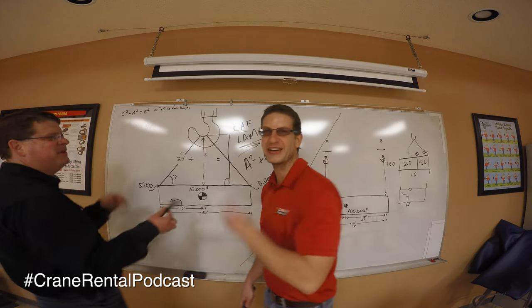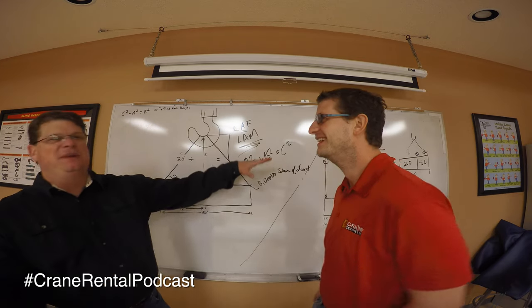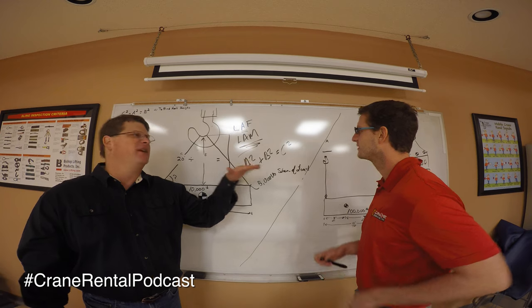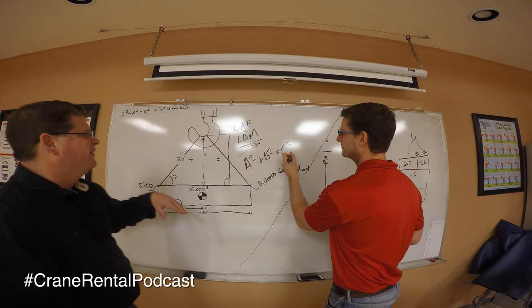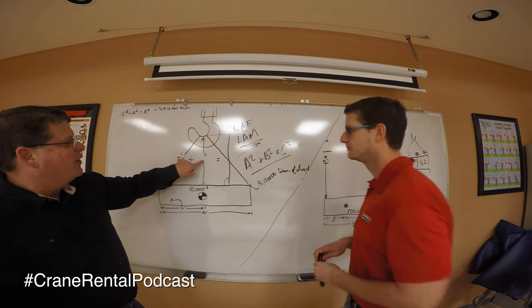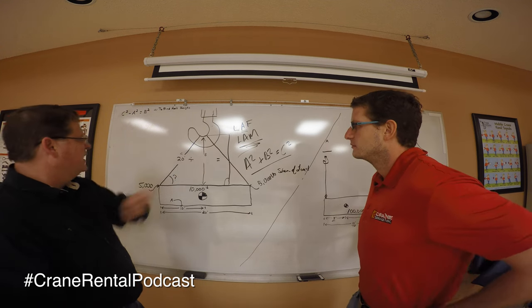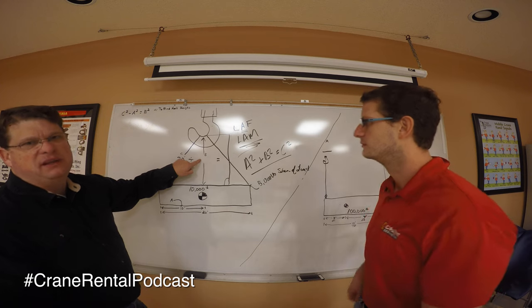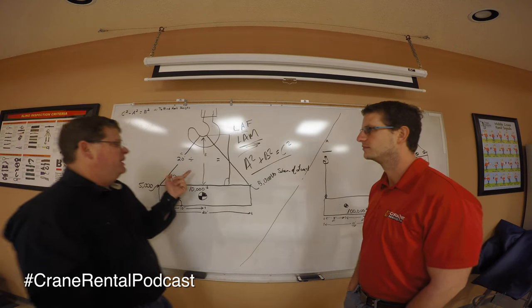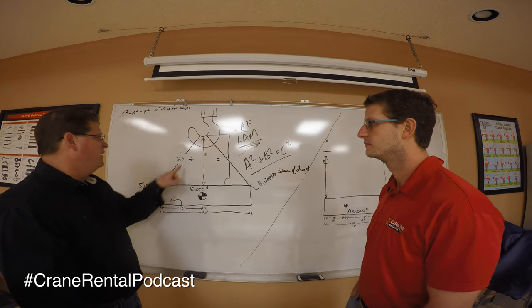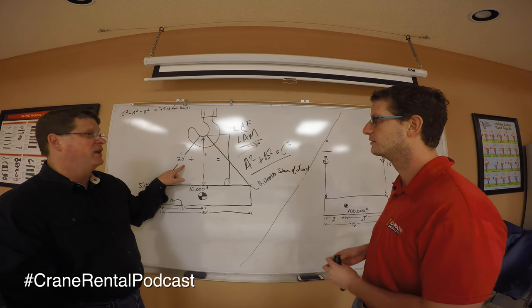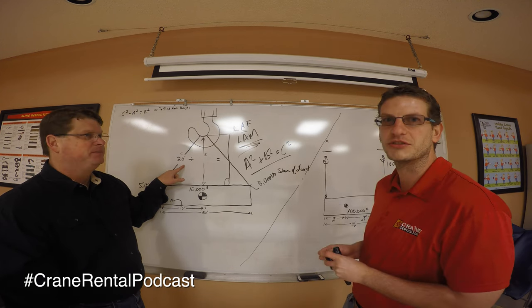Okay, so follow me. Let me go through it. So Pythagorean: a squared plus b squared equals c squared. If you remember it, great. If you don't, it's okay. We want to know that hook height. So in this case, we're missing B. We don't know what B is, but we know what C is. C is 20. That's our sling length.